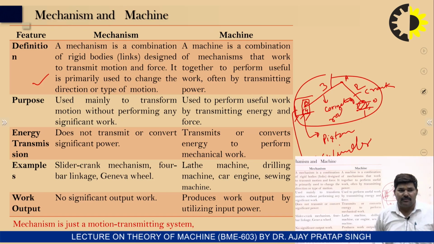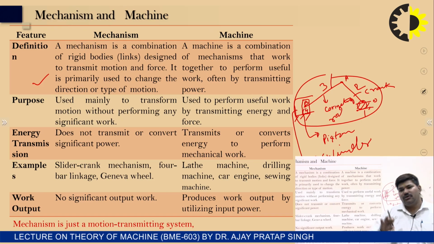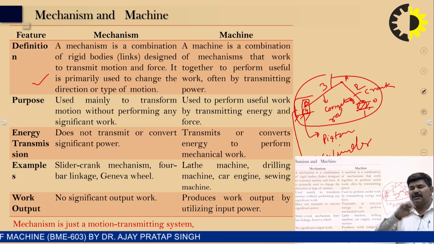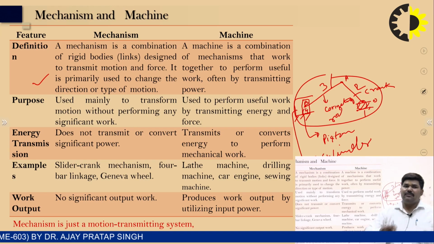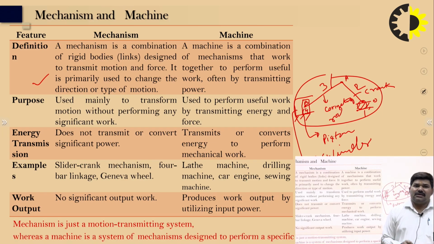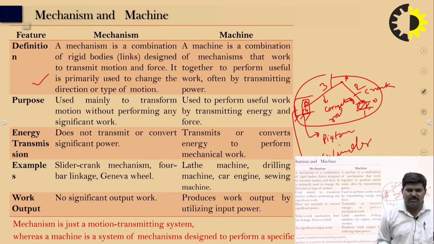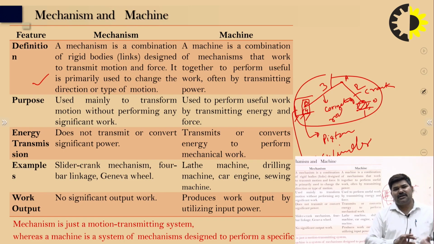This mechanism is used in machines like the lathe machine, the drilling machine, the car engine, and the sewing machine. It converts rotary motion to reciprocating motion. The slider crank mechanism is useful in lathe machines, drilling machines, or car engines. These transmit power and energy in different types of machines.